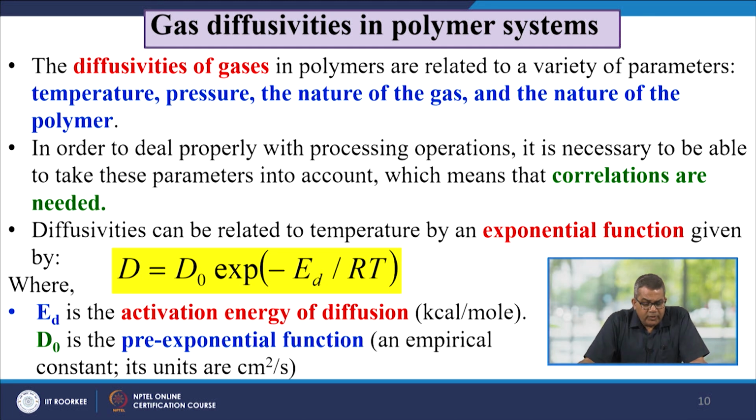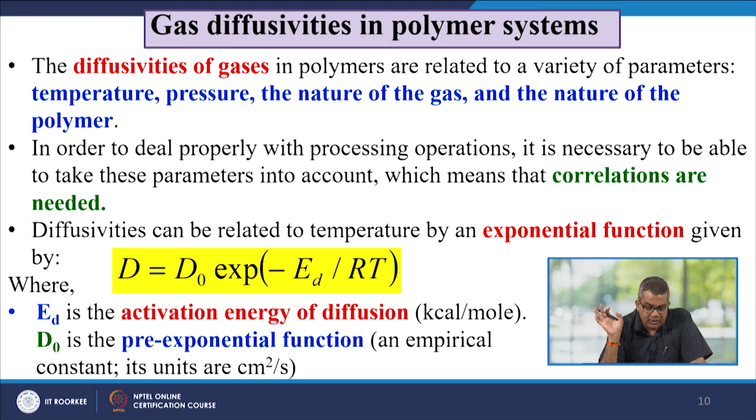Now, the diffusivities of the gas in polymers are related to a variety of parameters like temperature, pressure, the nature of gases and the nature of polymer. In order to deal properly with the processing operation, it is necessary to be able to take these parameters into account, which means that correlations are needed, because some things you can measure directly and some things you need to have correlations for, so that we can establish the complete profile.